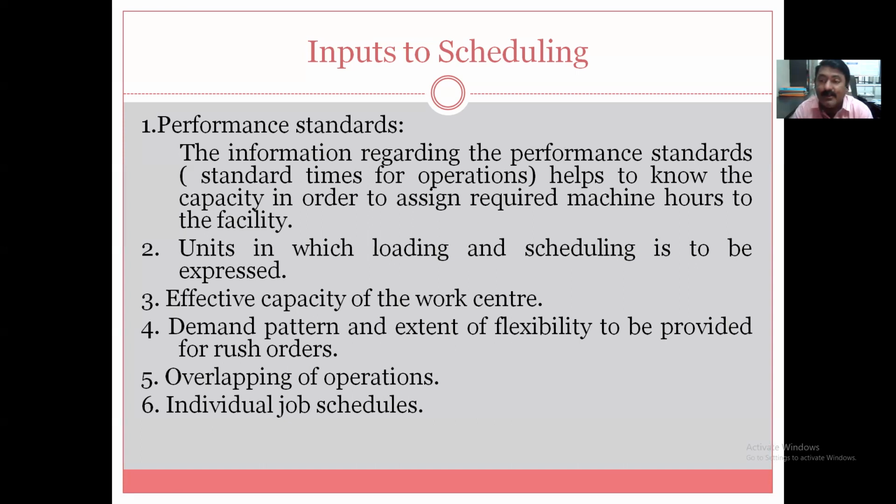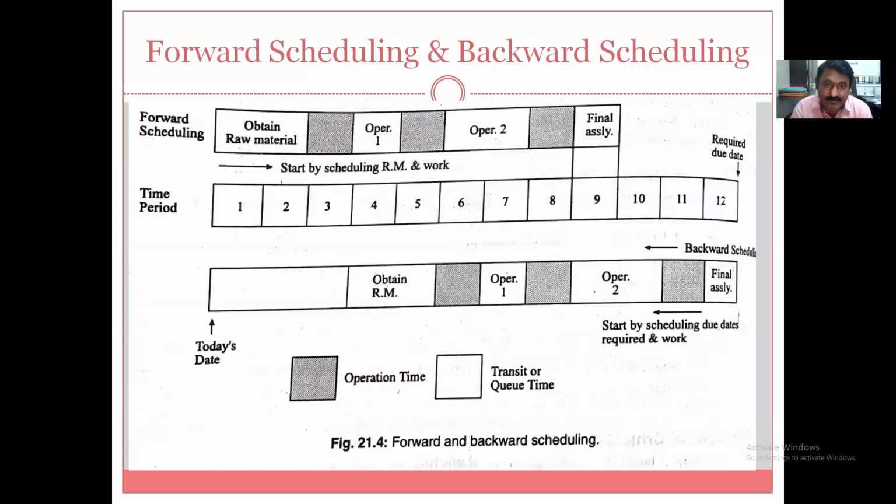So these individual job schedules will act as the input for scheduling, by considering the performance standards, the unit in which they are expressed, the capacity of every individual work center, what is the demand pattern, and what is the extent of flexibility, some plus, some minus, as per the rush orders. Then what are the overlapping operations and what are the individual job schedules? So these all will act as the input for scheduling.